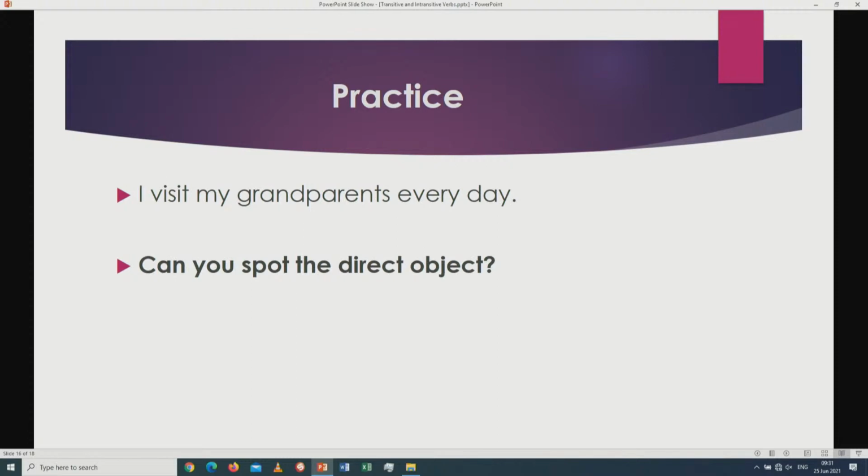I visit my grandparents every day. Let us find the verb, visit. Who visits? I. So here I becomes the subject. This is visit. Where's the direct object? The direct object would be my grandparents. So visit becomes your transitive verb because it carries over onto a direct object. Let's say that again. I, that's the subject. Visit is my transitive verb because it carries over onto a direct object, my grandparents. This sentence is also transitive.